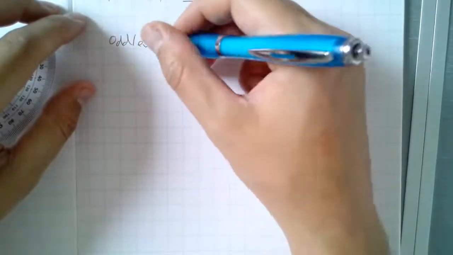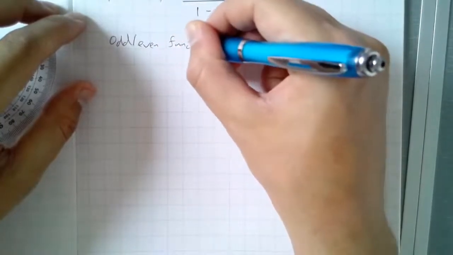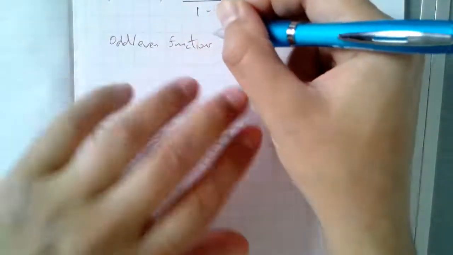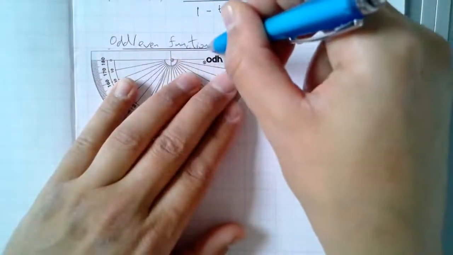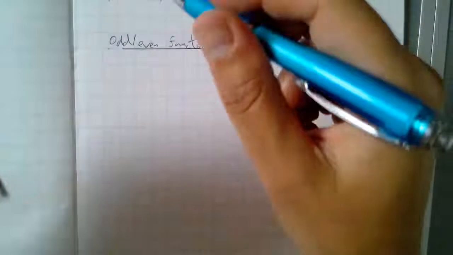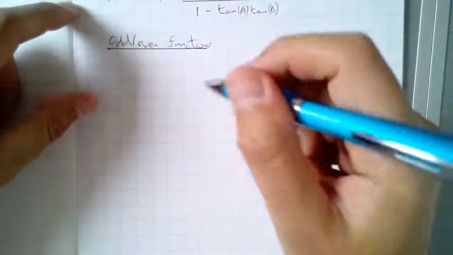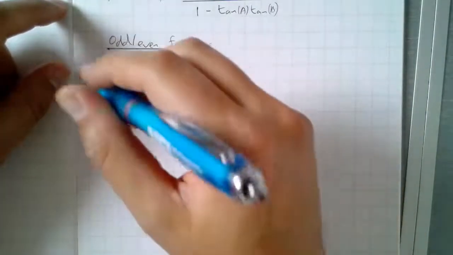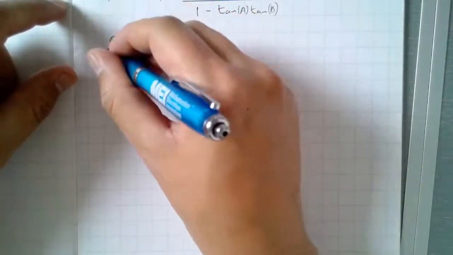and whether they're odd or even functions. Now, we haven't talked about odd or even functions before, and it's not specifically on your A-level syllabus. However, it's quite useful in this situation just to speak about them, and you might find them useful later on. So, we've got two different ones. So let's start with the even function.